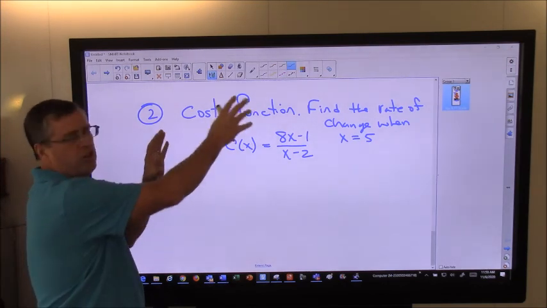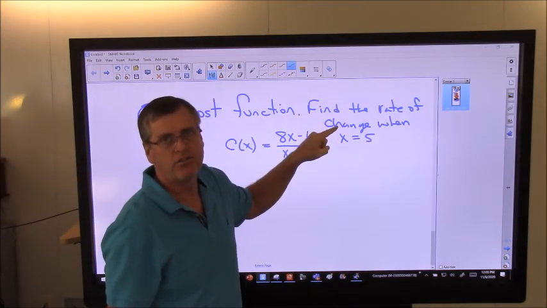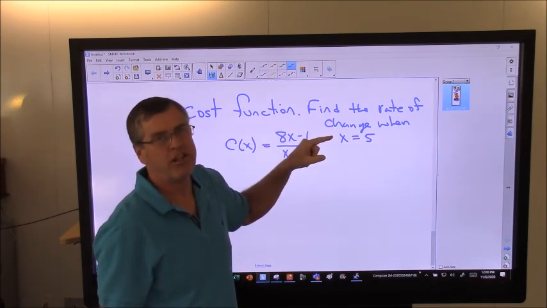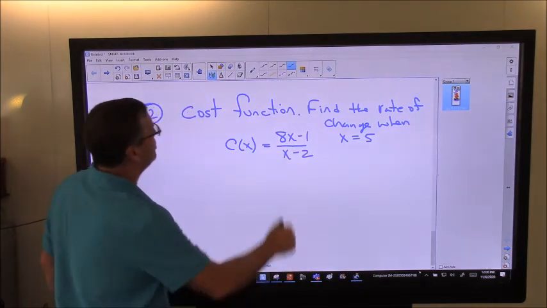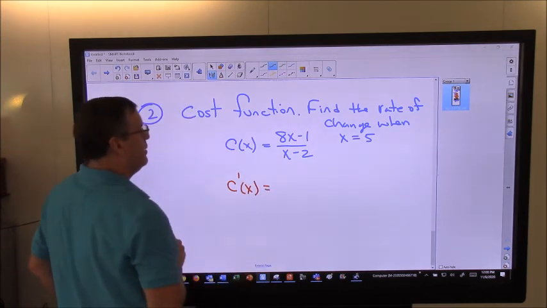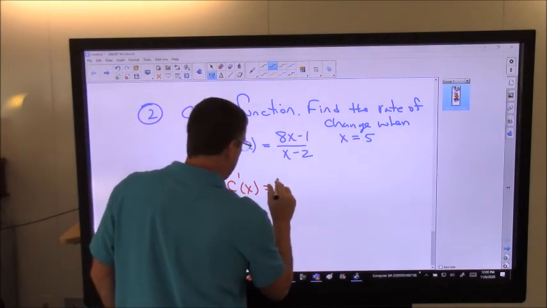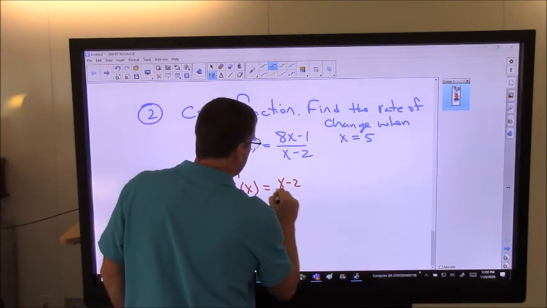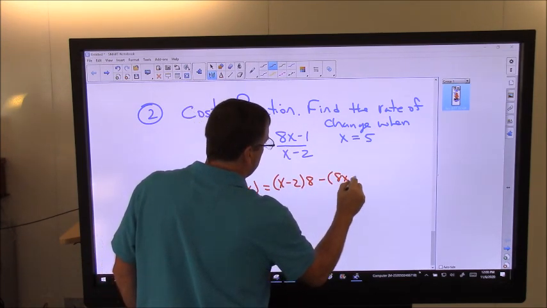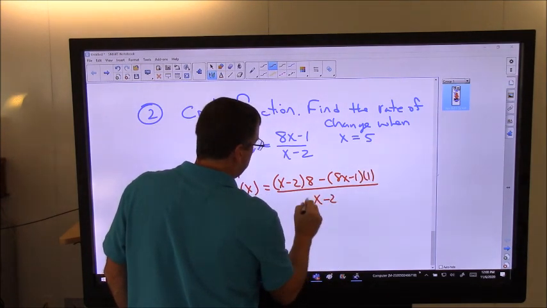So even if I'm not sure what all this stuff means, I'm focused on this: rate of change. That's a slope. How do we find slope? Derivative. It's not going to change this entire semester. I'm going to keep on asking that question. So C prime of x, I've got to use the quotient rule. So I'm going to do low d high, derivative of the high part is 8, less high d low, which is 1, all over low squared.